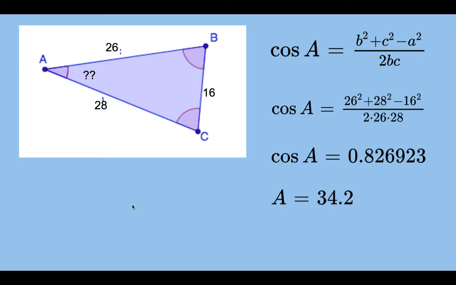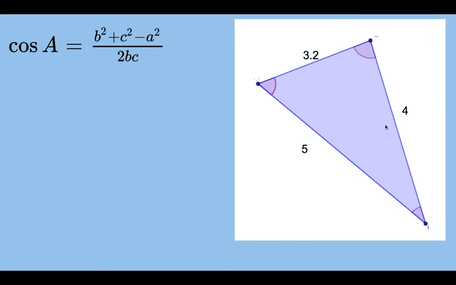So the hardest thing about using the cos rule, other than remembering the formula, is to make sure that this B and C are the 28 and 26, or the 26 and 28. This A squared must be the one opposite the angle we are trying to find. And again, it doesn't matter which one's B or C.